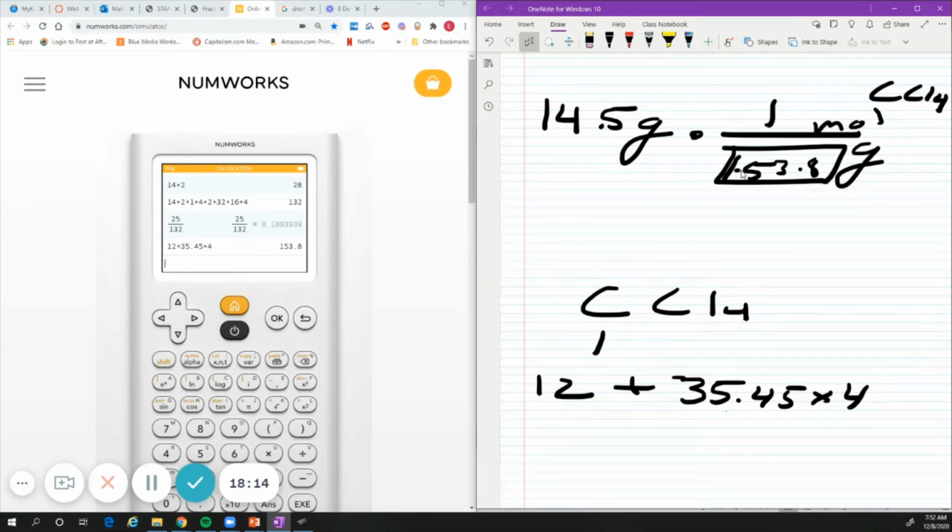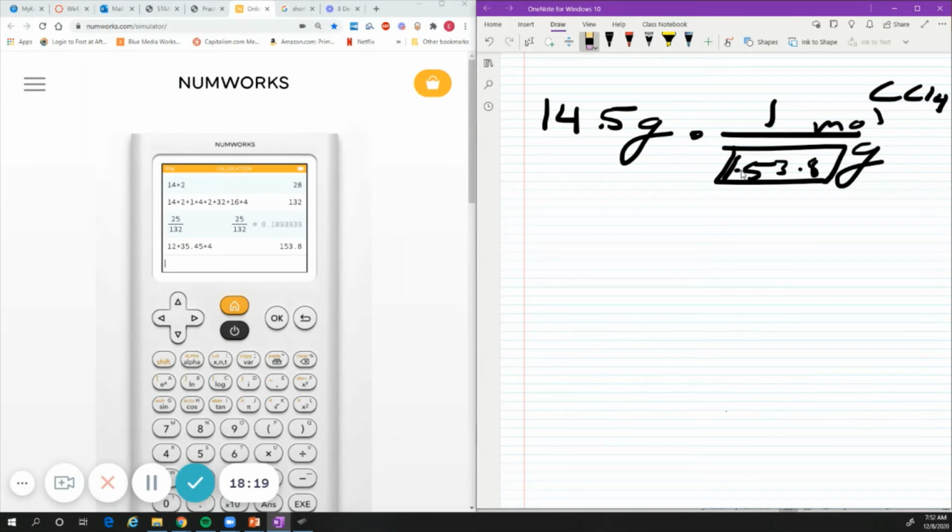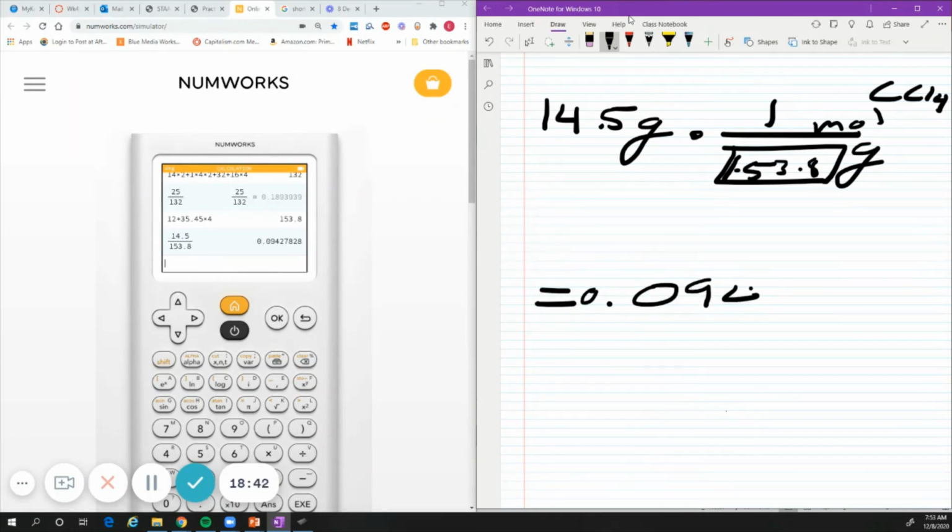153.8. And then this is always 1 mole. All right, so let's see what that gives me. Going back here, 14.5 times 1 is just going to be the same thing. So then divide that by what we got, 153.8. I get that this is equal to 0.09427. I'll stop right there.